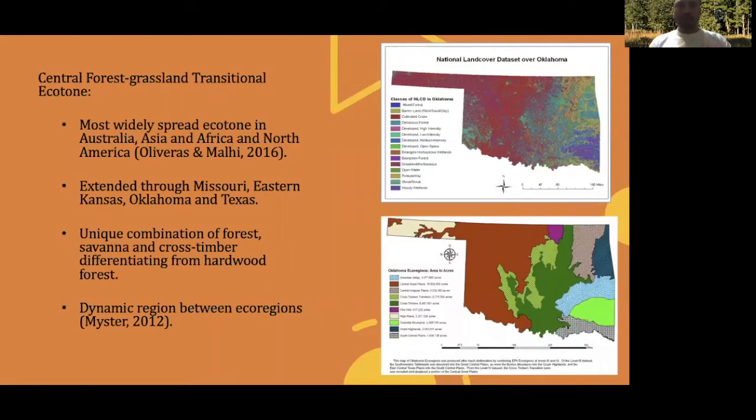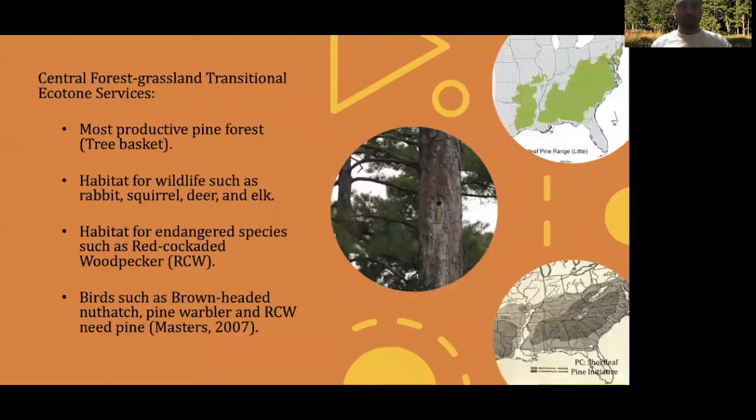The region has a unique combination of pine and hardwood forest, grassland and savanna, and is one of the most dynamic ecoregions. The ecoregion is not only dynamic but also contains the most productive pine forest. This region is often called the tree basket. The region is also a habitat to several wildlife such as deer, elk, and endangered species such as the red-cockaded woodpecker.